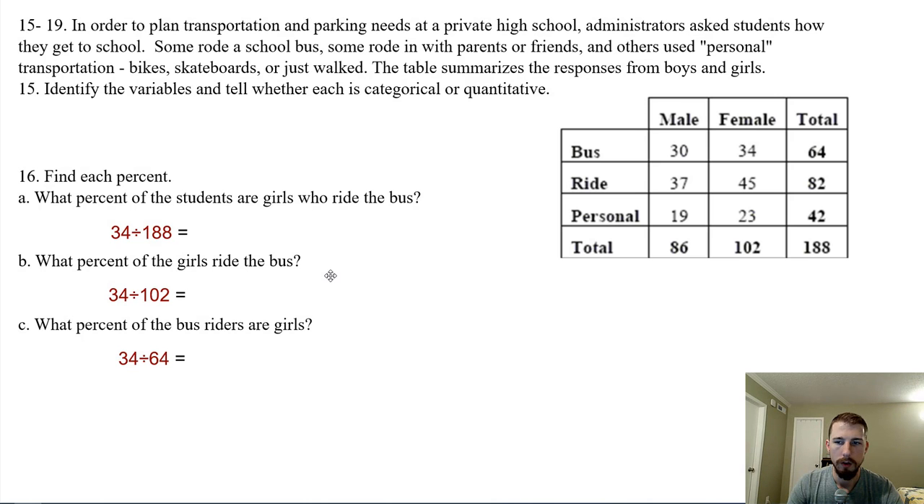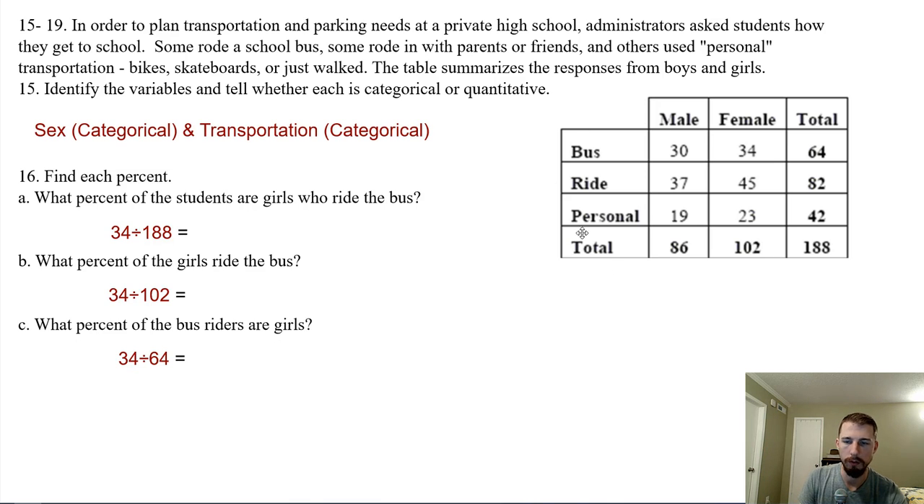All right, so now we're looking at some categorical data. Calculate some percentages. Identify the variables and tell whether each is quantitative or categorical. So our variables are going to be on the sides here. It looks like we're interested in their sex and their mode of transportation. Both of those are going to be categorical.